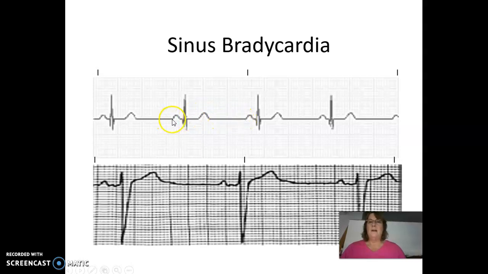PR interval looks like it's 1, 2, 3. It looks like it's almost 4 boxes, so 0.16. I think that's what I'm seeing here. QRS looks like it's about 2 boxes, so 0.08.